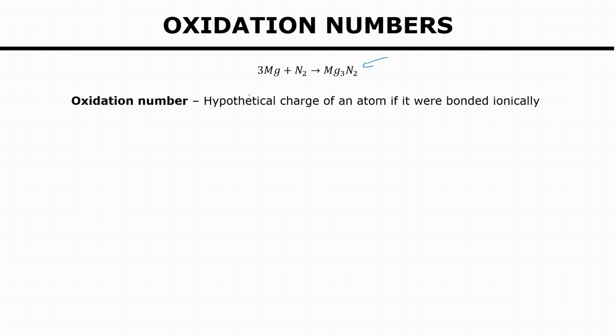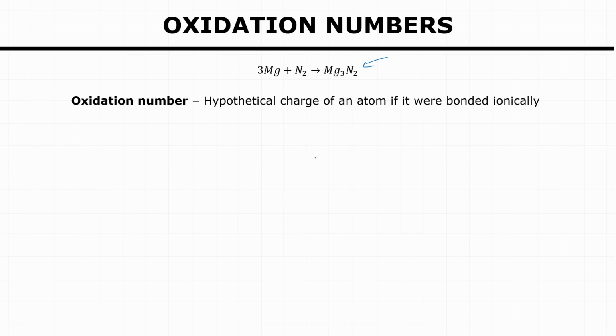In order to figure that out, we need to look at something known as the oxidation number. The oxidation number is the hypothetical charge of an atom if it were bonded ionically. Now, a lot of compounds are not bonded ionically. In fact, no compounds are purely ionically bonded. But if you were looking at the hypothetical charge of the atom, what would the charge be? If you were to look at a compound that's bonded covalently, and you were to just splice off the electrons, what charge would that atom have?